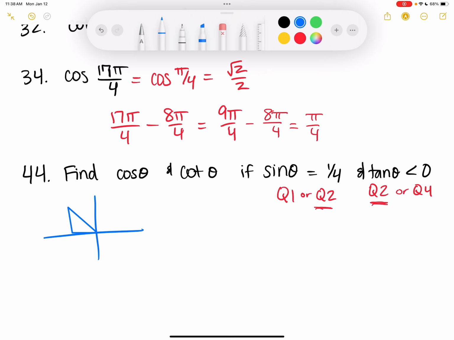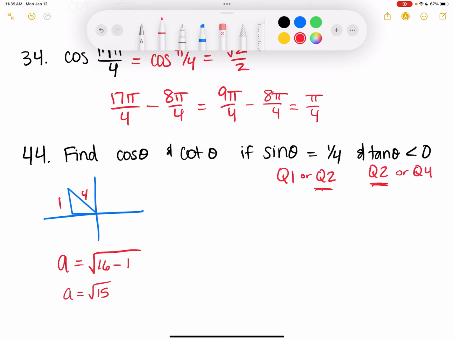All right, so sine is opposite over hypotenuse, so this is 1 and this is 4. Then I need to find the other side. So a is equal to the square root of 4 squared, which is 16, minus 1 squared, which is 1. 15. So square root of 15. That breaks down into 3 and 5, so I can't take anything out. So now I can find cosine of theta: the square root of 15 over 4.